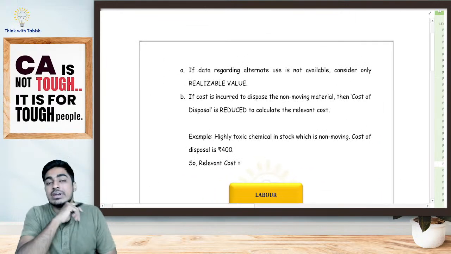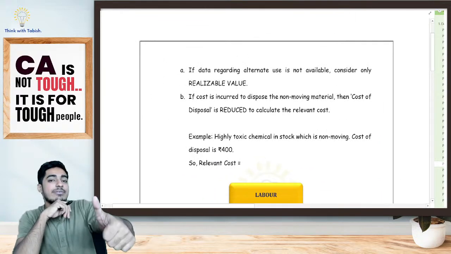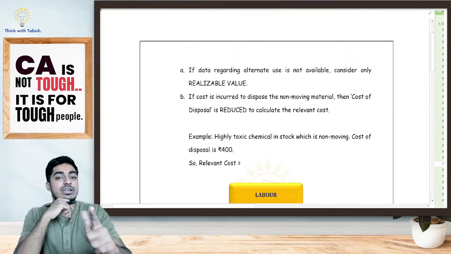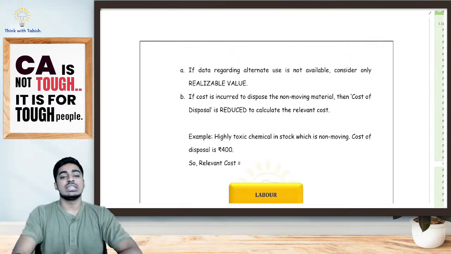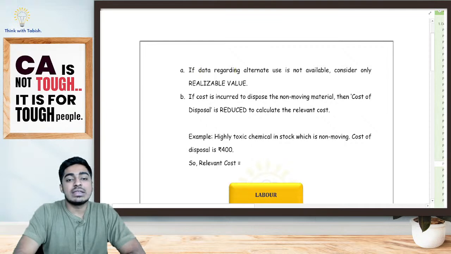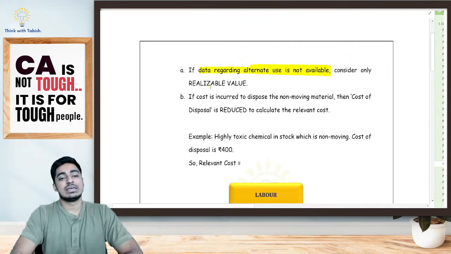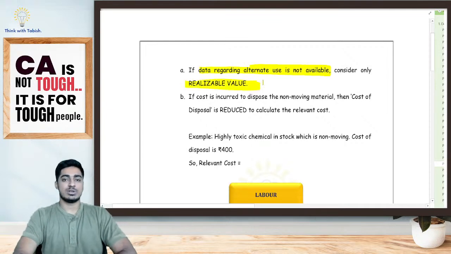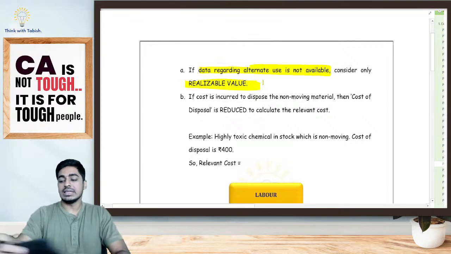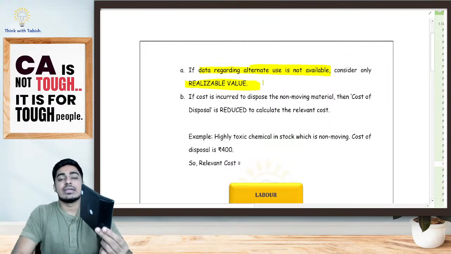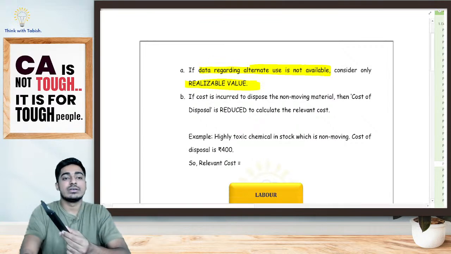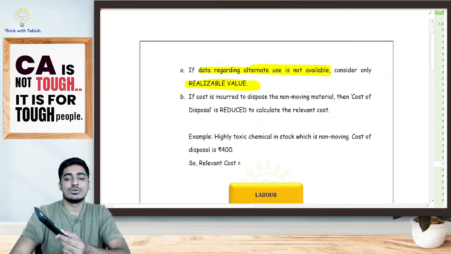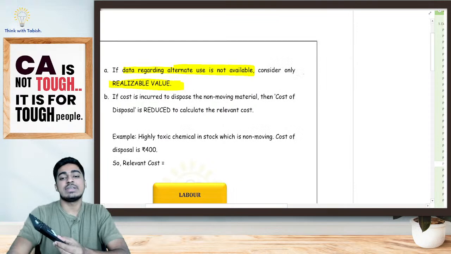Yes, how do we arrive at relevant cost, students? It is the realizable value or benefit from alternate use, whichever is higher. So look at this. If data about alternative use is not available, then we will be considering only realizable value. Suppose I had purchased this calculator. There is no use of this calculator today, so I am thinking of selling it off.